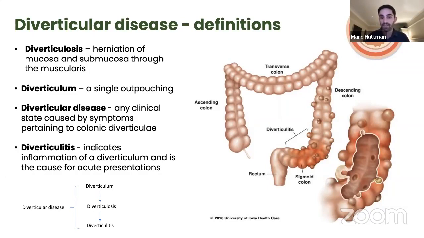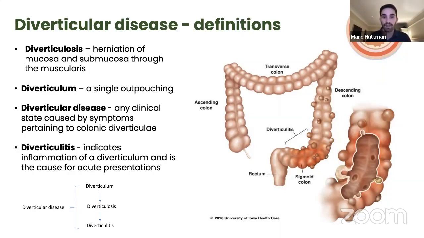Diverticular disease, diverticulitis, they all sound the same, but they're actually very different. And people will use them specifically to mean different things. So we'll go through a few of those now. Diverticulosis is herniation of the mucosa and submucosa through the muscularis propria.